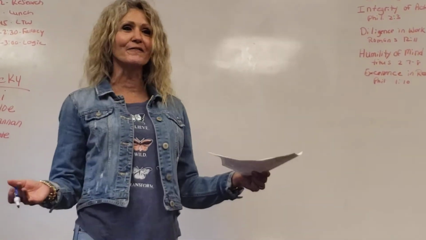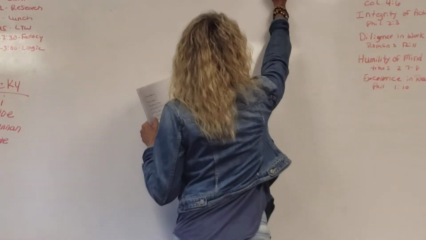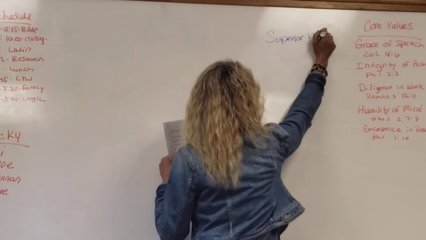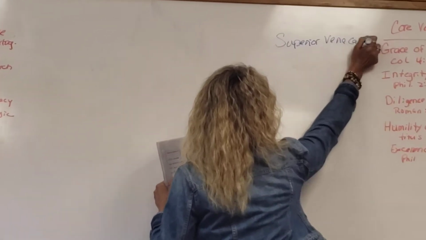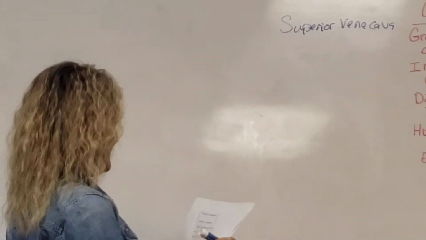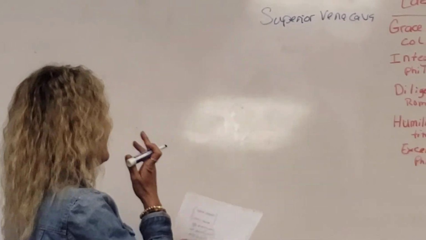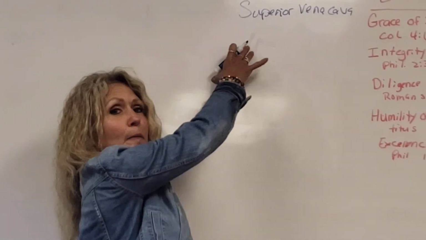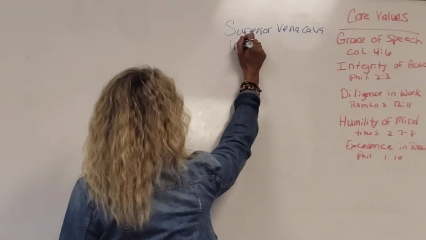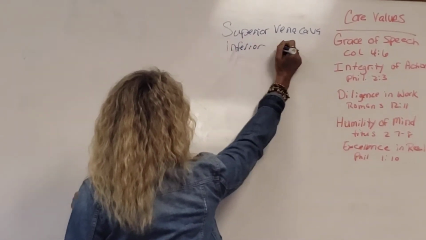Let's talk about all the veins in the heart. We have a superior vena cava. What does vena mean? Vein, right? So superior vena cava. Then what's the opposite of superior? Inferior. So we have an inferior vena cava.